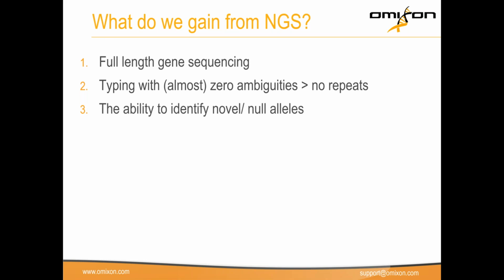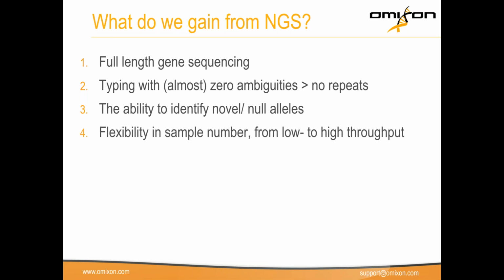Then another benefit is definitely the ability to identify novel and null alleles. You could already do this with Sanger sequencing as well, but with NGS, it's broader. It's in all exons that you can now identify the null alleles. You can even look at the introns, and you can more easily identify null alleles, which is also very important.